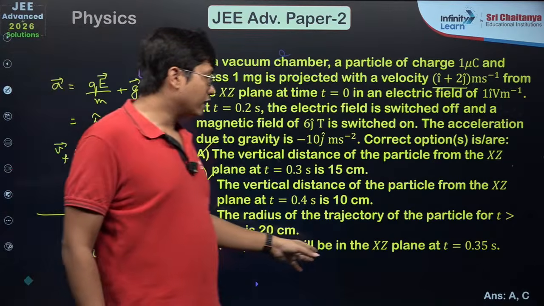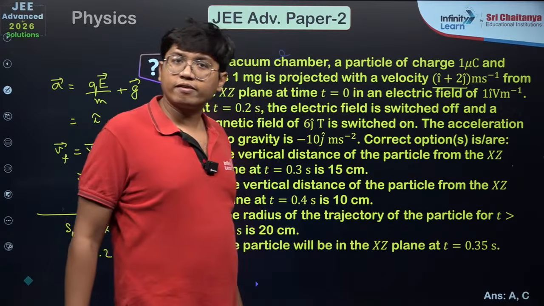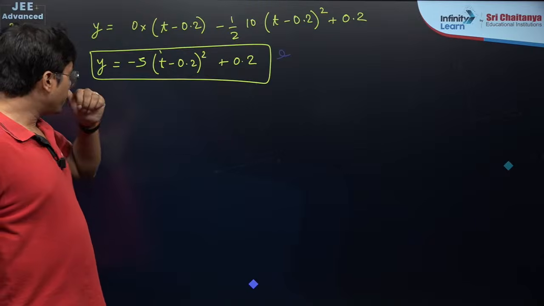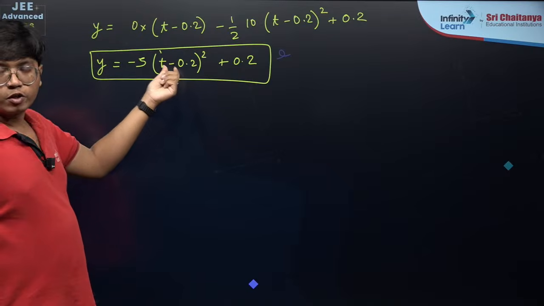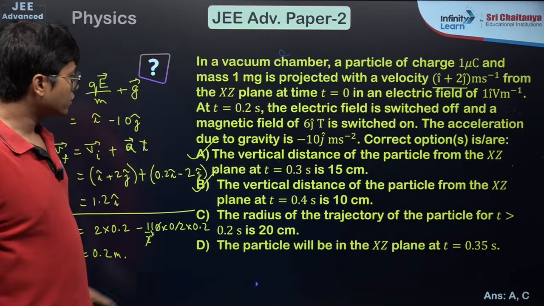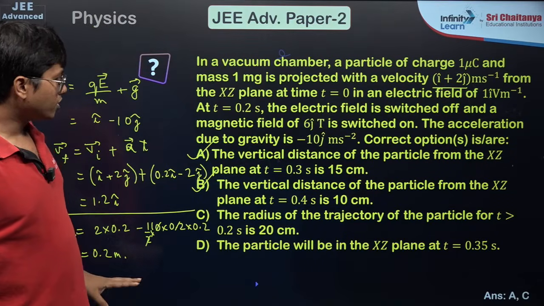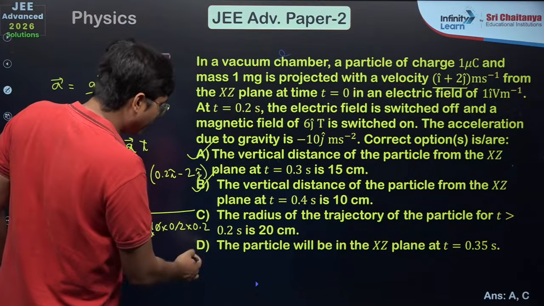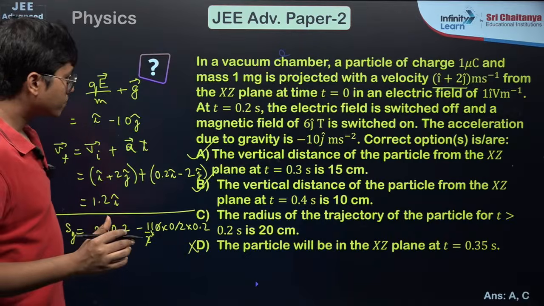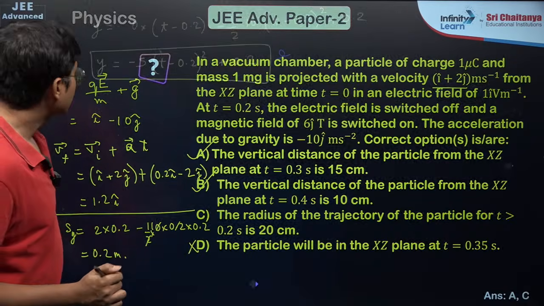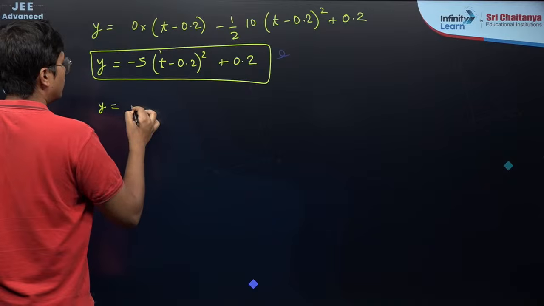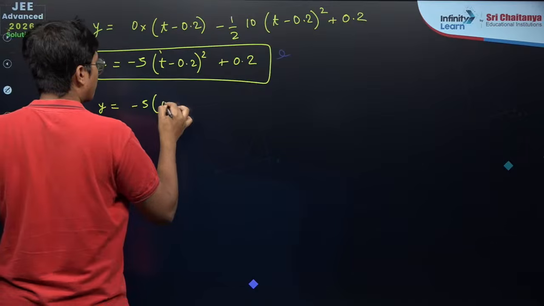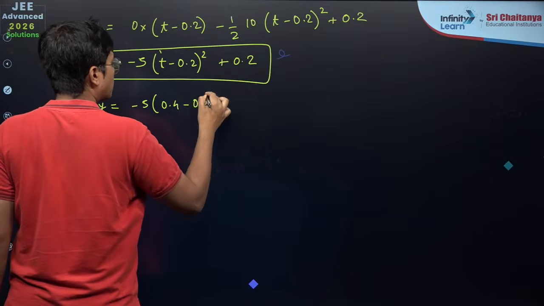For option D, the particle will be in XZ plane at t equal to 0.35 second. XZ plane means its y coordinate should be 0. If you put y is equal to 0 and solve for t, your answer would come, I believe, 0.4 seconds or something. 0.4 or 0.8, something like that. You can test it out, but this is basically, I believe, incorrect. Okay. Oh, is option B also incorrect? Let me quickly check. My t is basically 0.4, right?